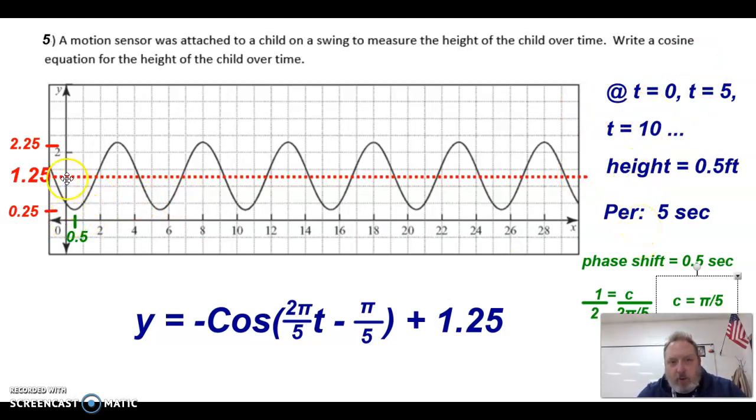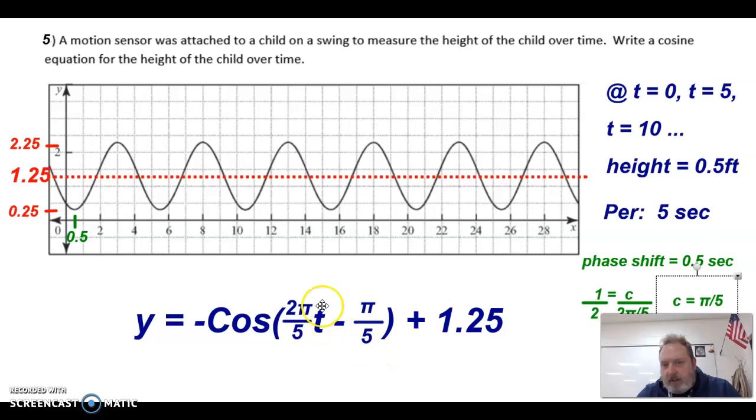And so we know the midline here. We're kind of estimating this is 2, and this next mark right there would be 2.5. So halfway is 2.25. This is 0, this would be a half, so right there is 0.25. So that means our midline is at 1.25. So I know my vertical shift. I know my amplitude then is 1, so that worked out really well.